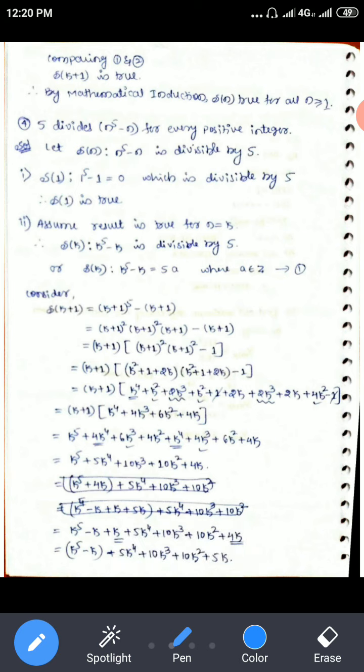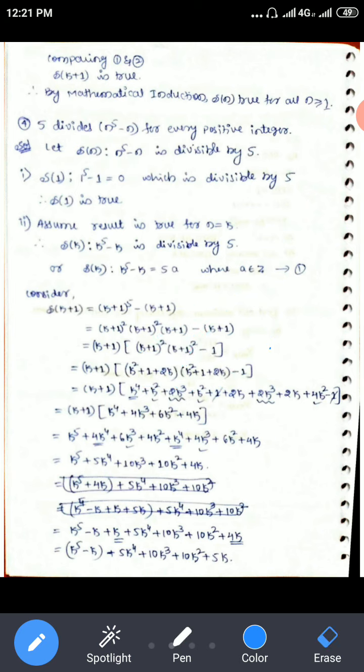So friends, listen here. k plus 1 is common, that you take out. Whatever is inside, you write it: k plus 1 the square into k plus 1 the square minus 1. We know that k plus 1 the square can be written as a plus b the square, so that is a square plus b square plus 2ab. That I'll write in this bracket. Again this a square plus b square plus 2ab minus 1.